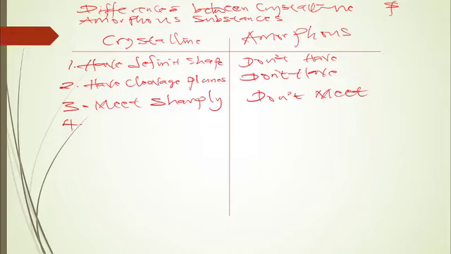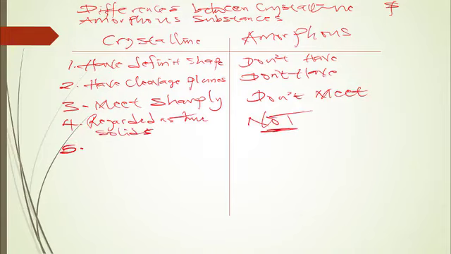And of course, crystalline substances are regarded as true solids. These ones are not regarded as true solids. And then the next one is that they have a long range order of arrangement. Crystalline substances have a long range order of arrangement, whereas amorphous substances have a short range order of arrangement.